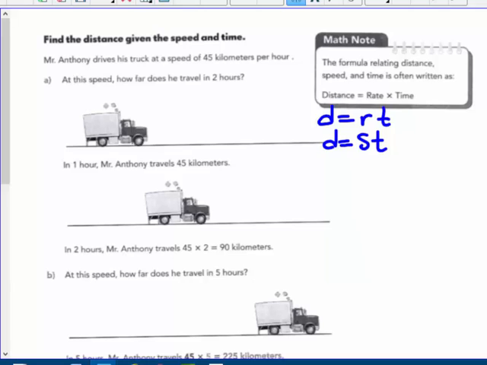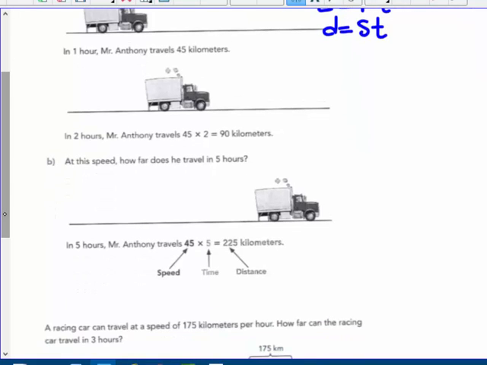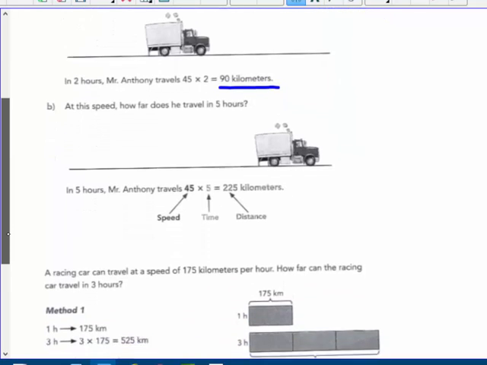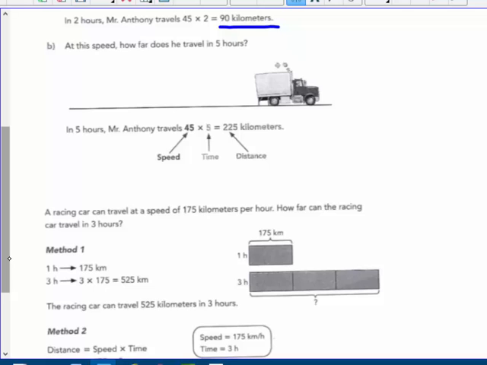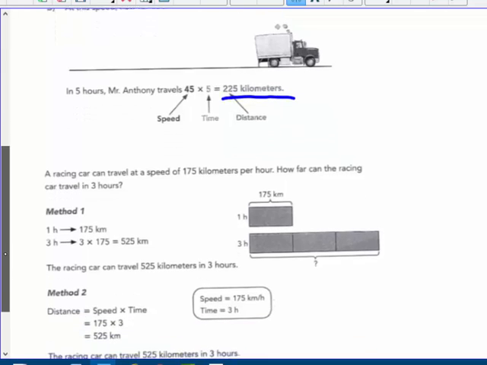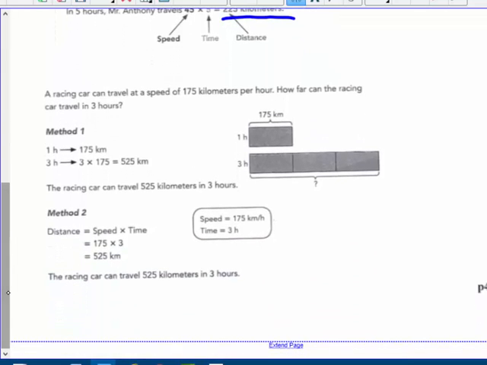Mr. Anthony drives his truck at a speed of 45 kilometers per hour. At this speed, how far does he travel in 2 hours? Well, in 1 hour is 45, so 2 hours multiplied by 2, and you would get 90 kilometers. At this speed, how far does he travel in 5 hours? Again, take your 45 kilometers per hour multiplied by 5, and you would get 225 kilometers.